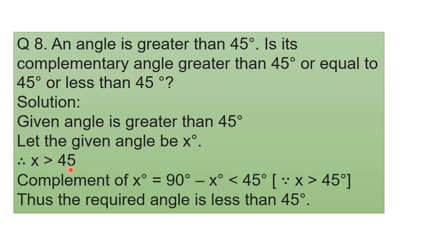Again one more example. Let x be equal to 60 degree. 60 is greater than 45. So 90 minus 60 will be 30 degree, and 30 is less than 45 degree. So we can say when the angle is greater than 45 degree, its complementary angle is less than 45 degree.